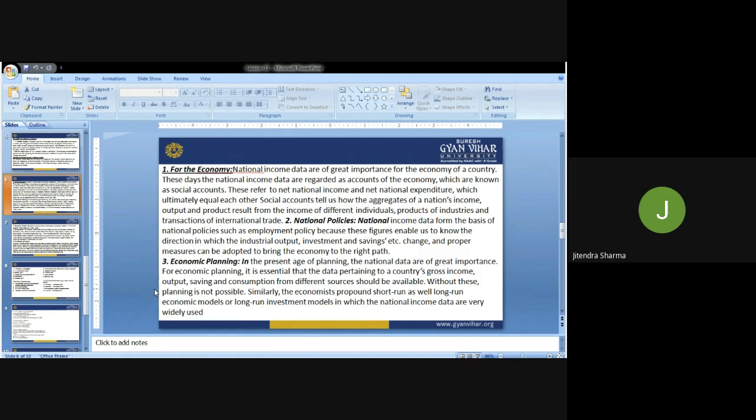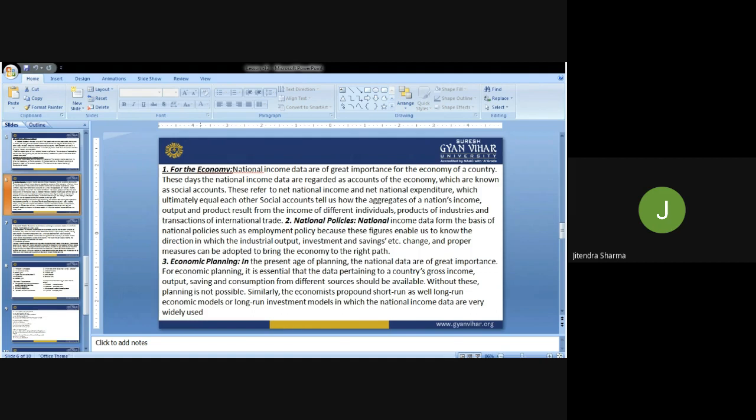And we can have the budgetary allocations of our resources to develop and ensure the growth of the entire country as a whole. Without these, planning is not possible, because if we don't have all this information with us, then it's very difficult to have a perfect planning.